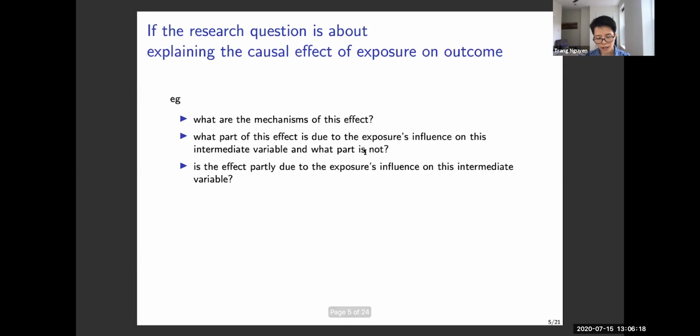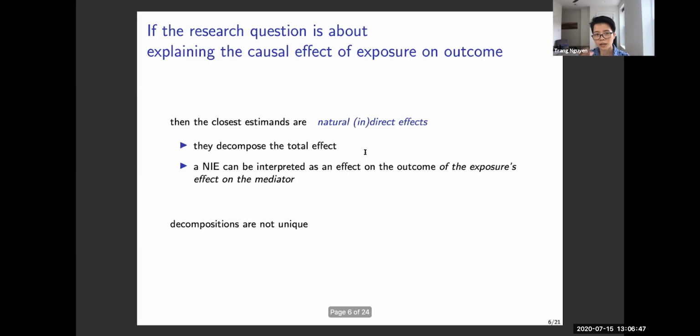So as a first level match, if the research question is about explaining the causal effect of the exposure on the outcome, for example, if we find ourselves asking questions like, what are the mechanisms of this effect? What part of this effect is due to the exposure's influence on this intermediate variable and what part is not? Or is the effect partly due to the exposure's influence on this intermediate variable? Then the closest estimands that match these questions are the natural direct and indirect effects.